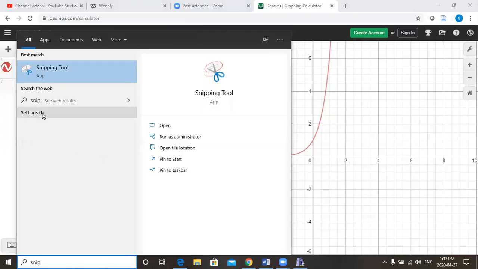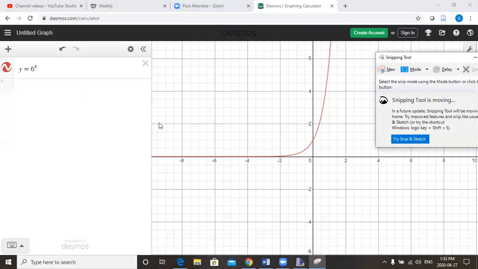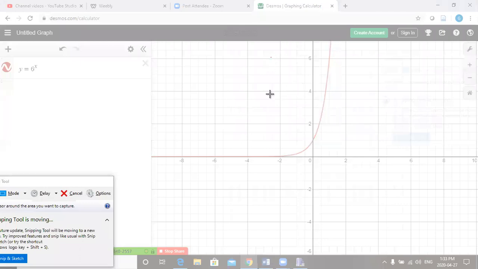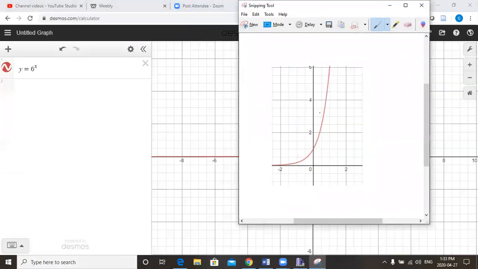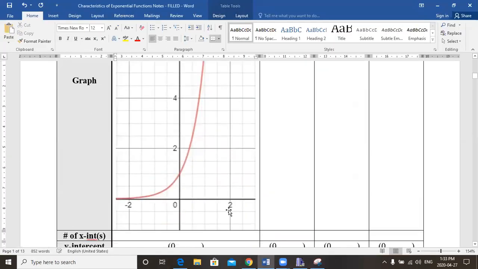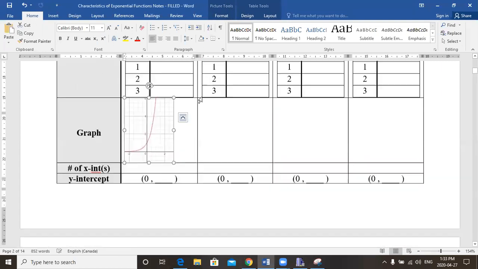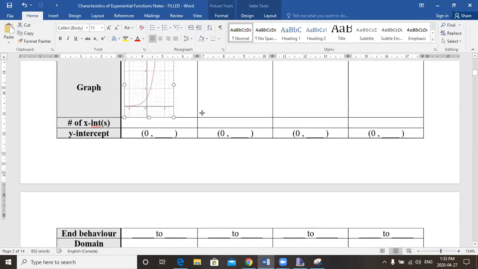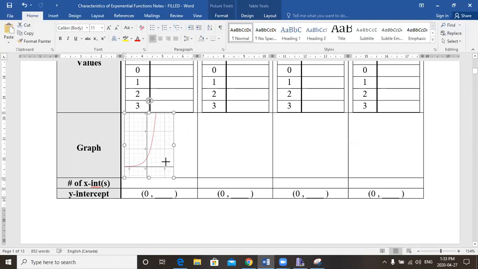So we can again snip this and we'll put it into our Word doc. So I'll just snip a little bit there. There we go. Copy that. We'll paste it here. Make it smaller.